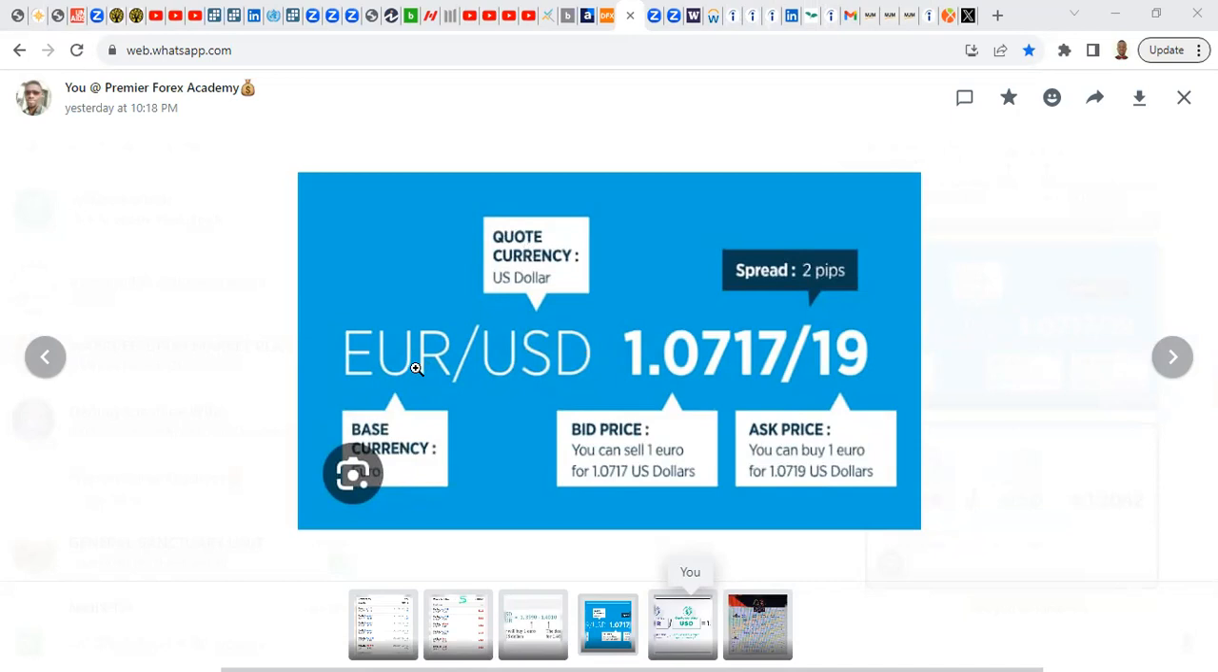So what this is saying with Euro USD is how much Euro would you use to buy USD? Or how much Euro would you sell to buy USD? That would be equal to USD. You get it? And we'll see it on the price action.